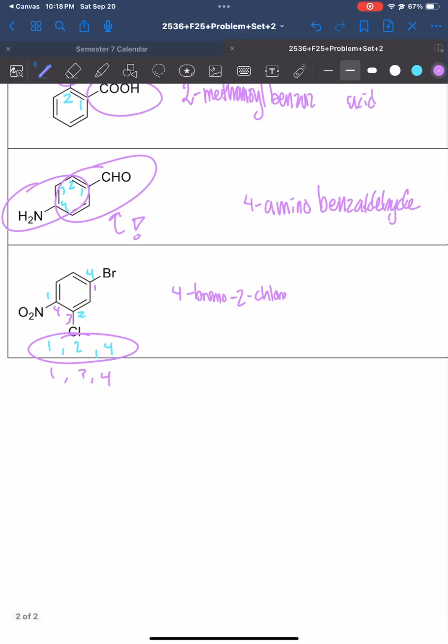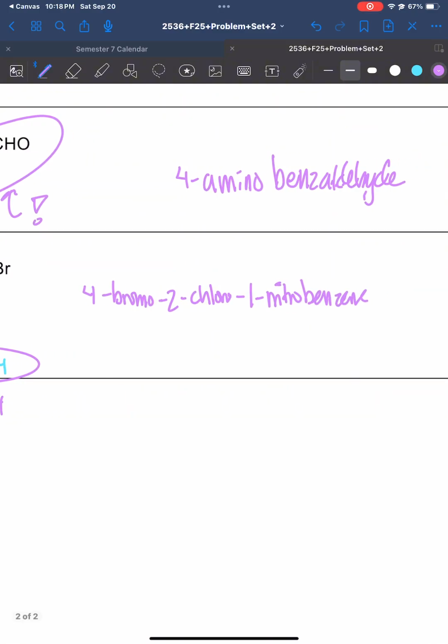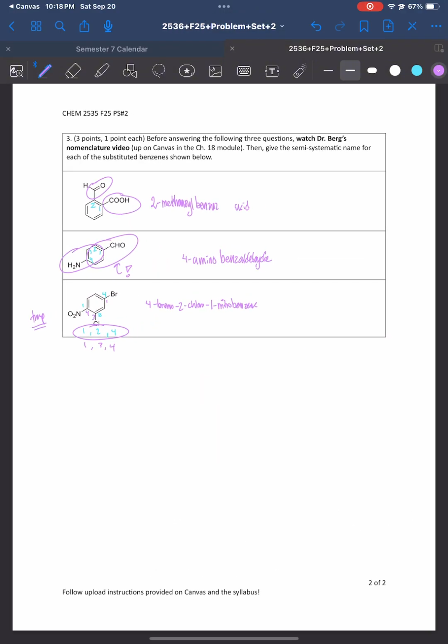And then it is important that we know that this is 1-nitrobenzene. Because in this case, the nitro does not take priority as a special parent chain, so we still need to designate what number carbon it comes off of. If you guys are ever confused about whether or not to put the number, I would just put it, because you can't be wrong if you're right.